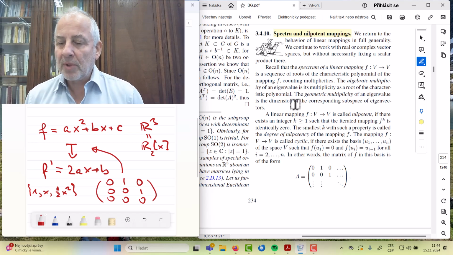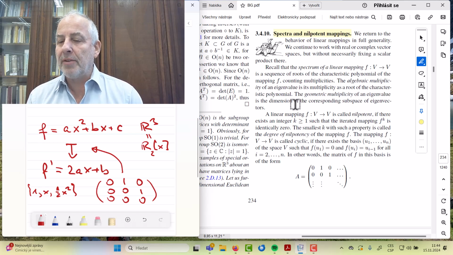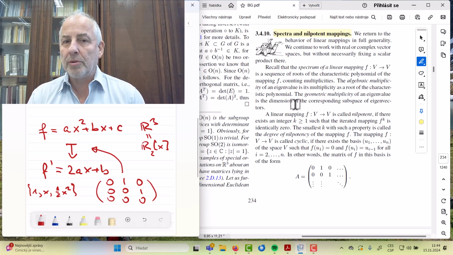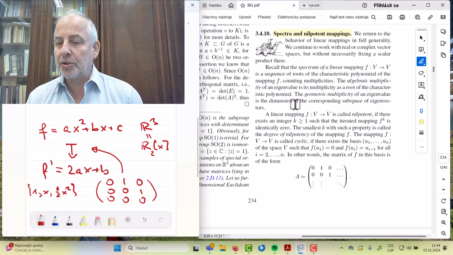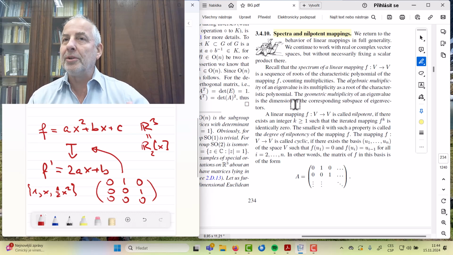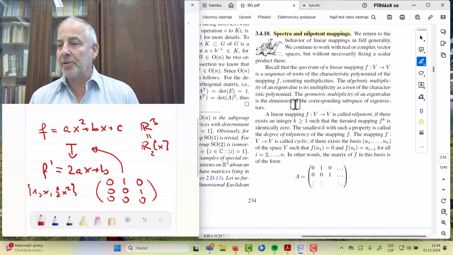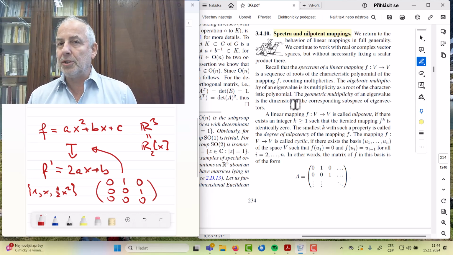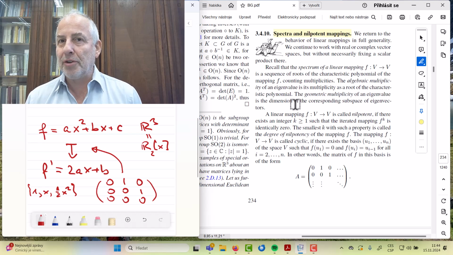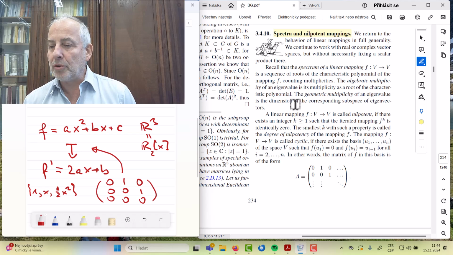And you see that the only eigenvalue of such a matrix, the only eigenvalue of this linear mapping, will be 0. But if I look for eigenvectors, the only eigenvector will be the first vector of the base, right? And there is no other linearly independent eigenvector there. So you see that the geometric multiplicity is strictly different from the algebraic multiplicity of the eigenvalue. And so we have to do something with that.